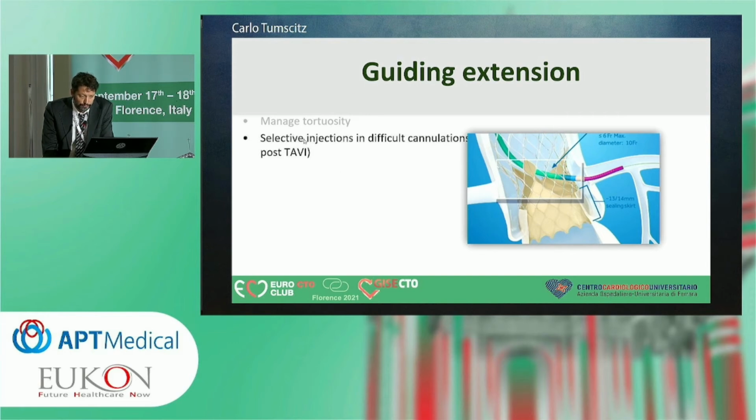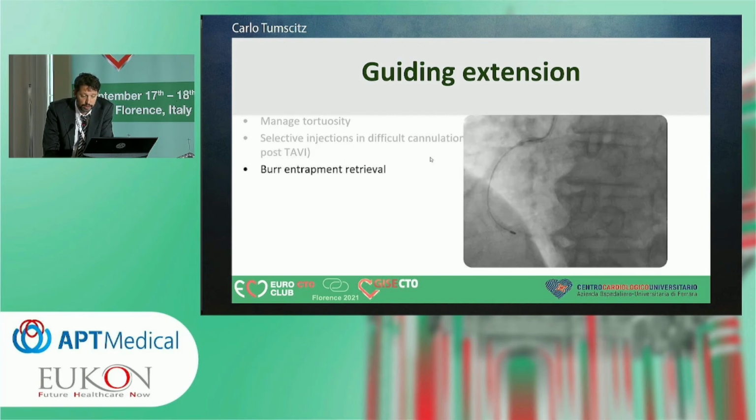Other use of the guiding extension is the selective injection. It's coming very often that we need special catheters to cannulate the coronary after TAVI, and this is very useful with guiding extension or, for example, in anatomical anomalies.